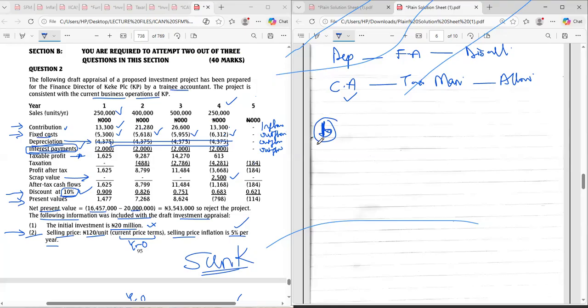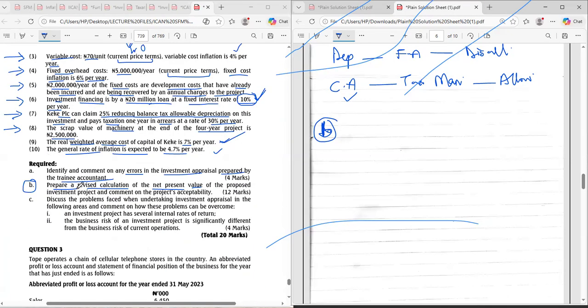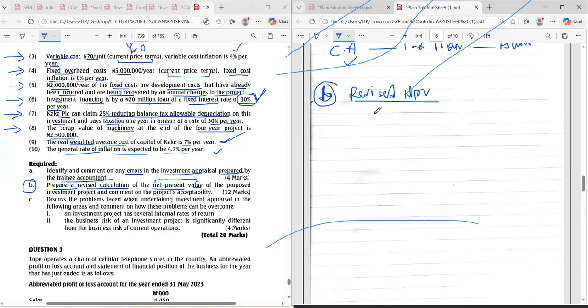All right, let's go on. Let's do the big guy. The big guy says what? Prepare a revised calculation of an NPV of the proposed investment project and comment on the project's acceptability. So how do we go about it? Year 0, 1, 2, 3, and 4. What's our outlay? Do we have outlay and scrap? We have scrap. We have outlay.